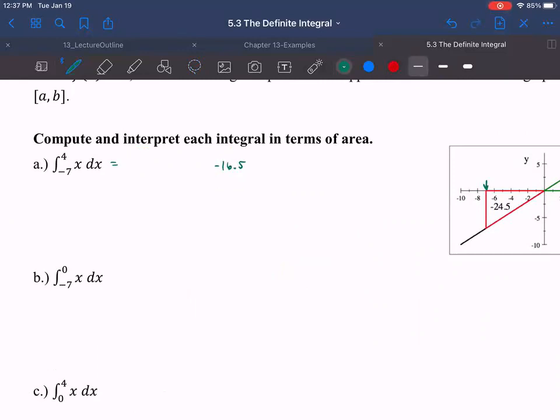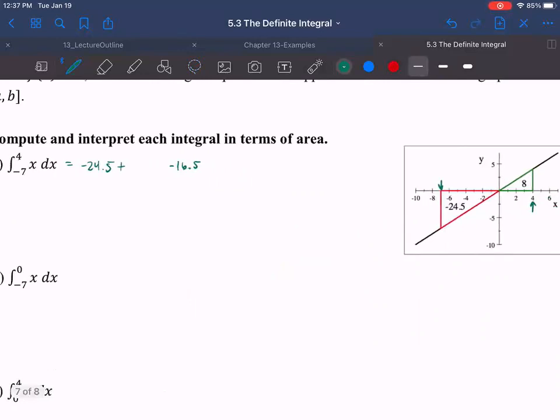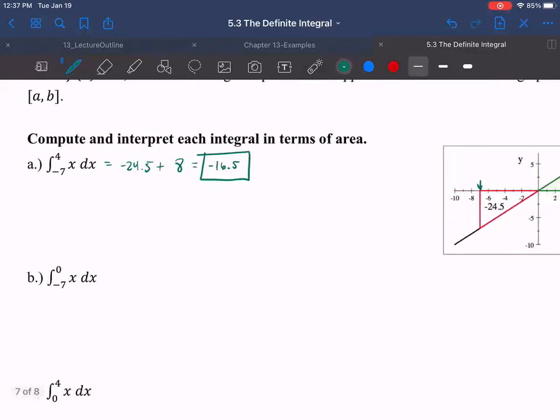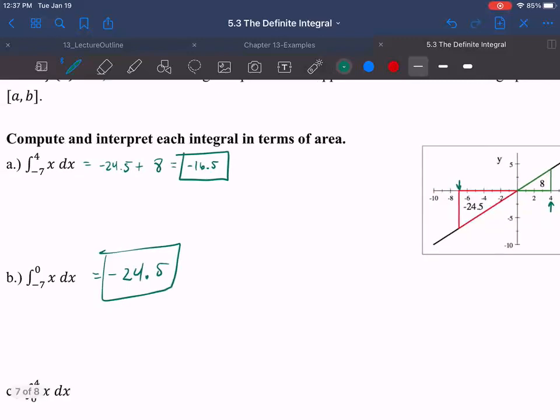Let's do -24.5 plus, what was it, 8? There you go. Okay. Take a look at the next one. From -7 to 0, what's it going to be? There you go. Reading it right off the picture there, huh? And from 0 to 4? 8. Good. Not so difficult there, right?